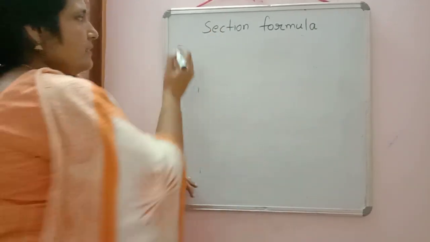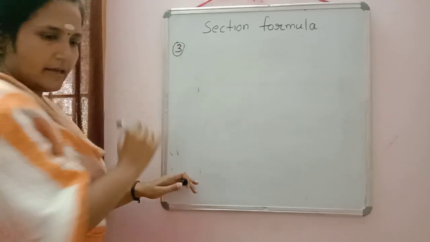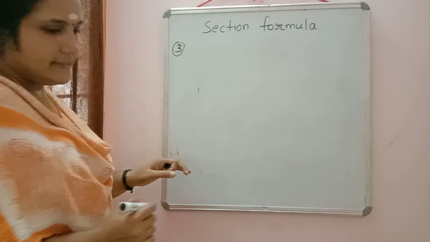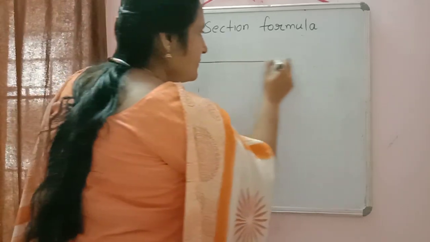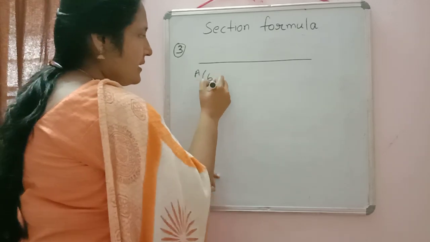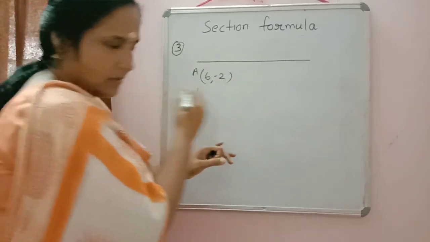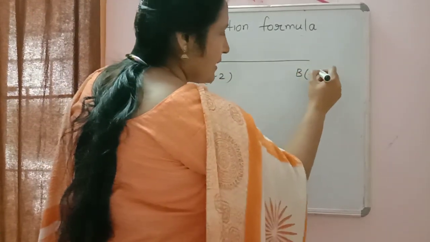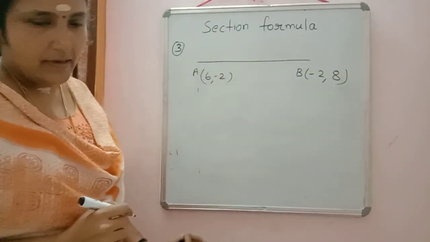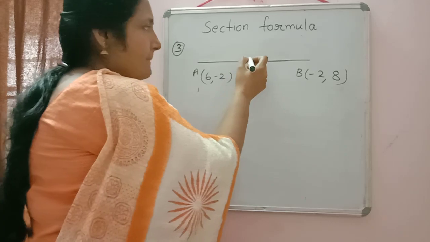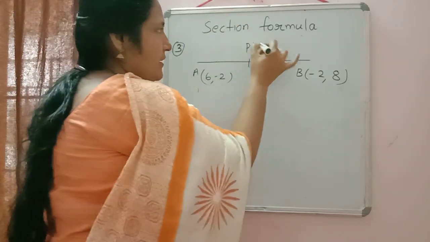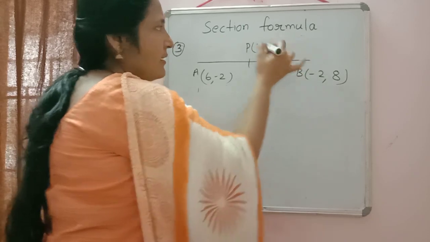Question number 3: find the coordinate of the midpoint of the line segment joining A 6 comma minus 2 and B minus 2 comma 8. Always draw the diagram there. These two are given and we have to find the coordinate of a point P, which is the midpoint of AB.